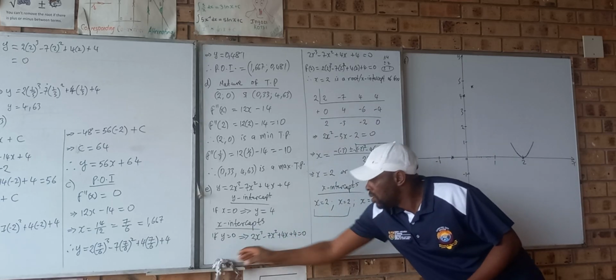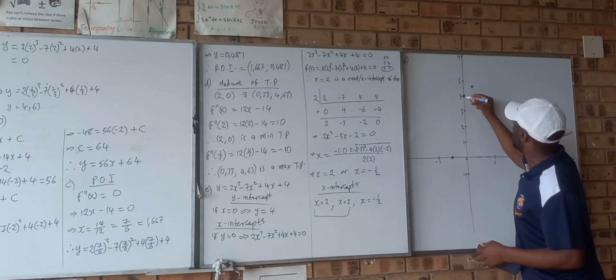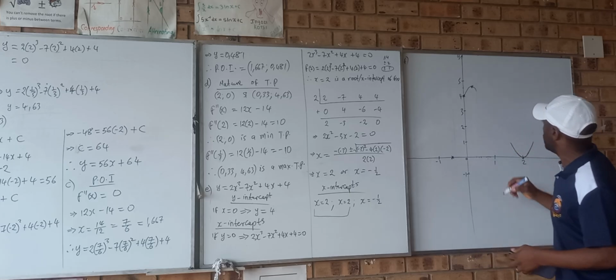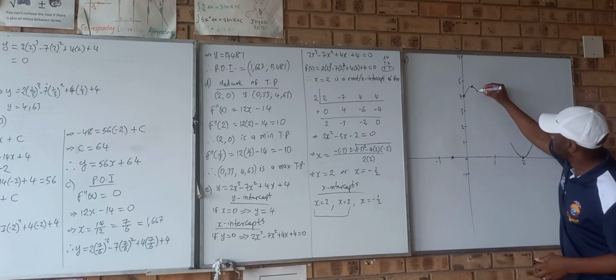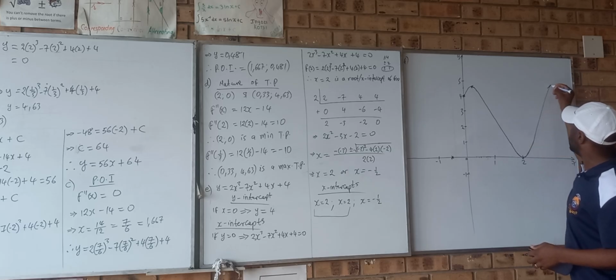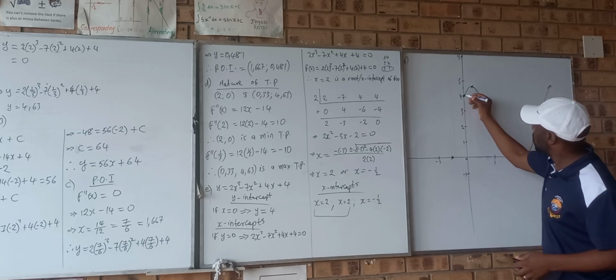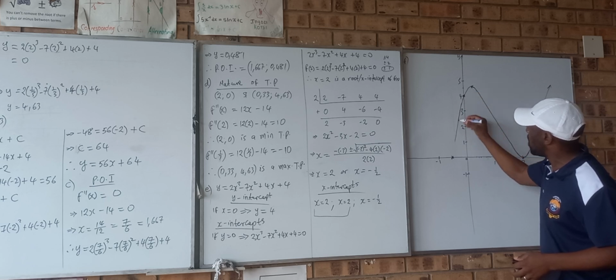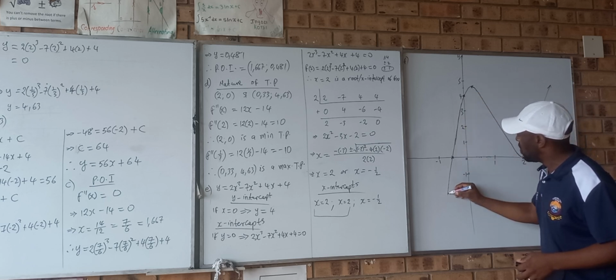Knowing that this is a maximum turning point means I expect my graph to pass through that point like this. If you have a good look at it, you see that it will then link up with this one continuously. Then this graph must also go down and cut the x-axis at negative a half. So that is it.